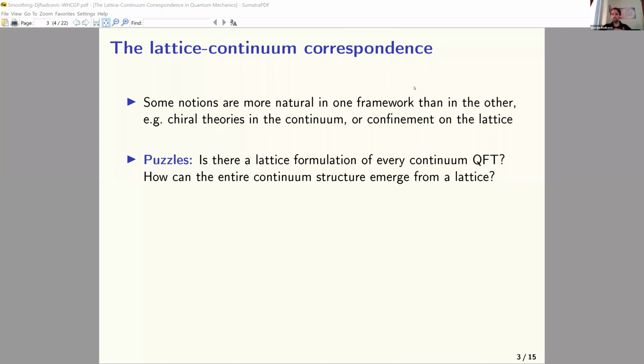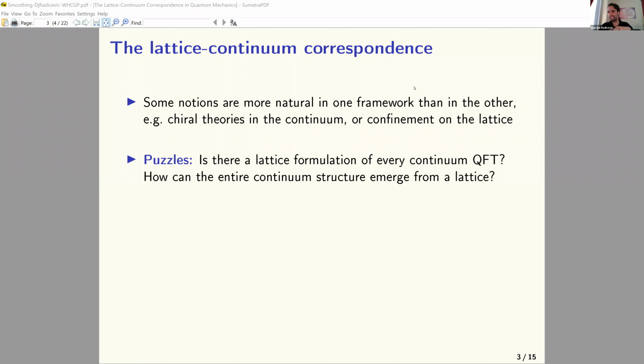So these are two different frameworks, and each is natural for describing certain phenomena and less natural for describing others. It may be possible to talk about the same QFT phenomenon in both, but very often things are much more natural in one than the other. So I will not talk much more about these particular examples, but some elementary examples are listed here.